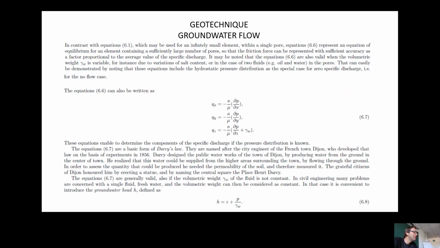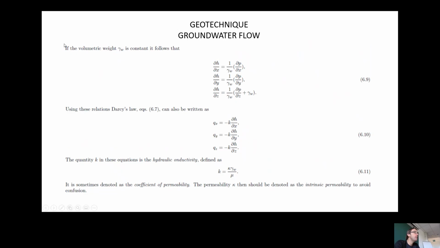Then there is something else, but these equations are generally valid, also in the case where the volumetric weight is not constant. In civil engineering, many problems are concerned with a single fluid, for example water, and the volumetric weight can be considered constant. Anyway, we can define what we call the groundwater head as Z plus P ratio gamma W. So if we introduce this inside the previous formulation, we can obtain this equation, and at the end the Darcy law can be rewritten in this way.